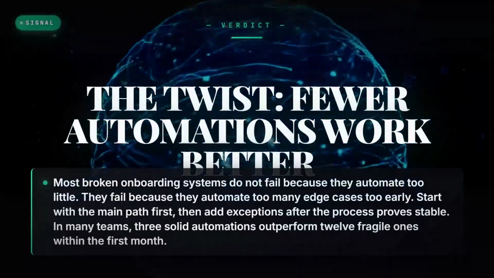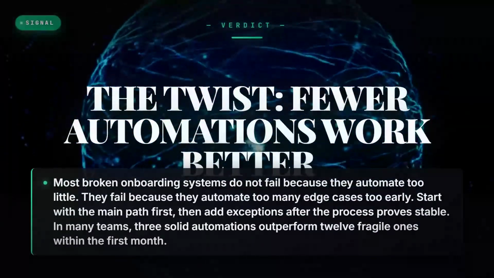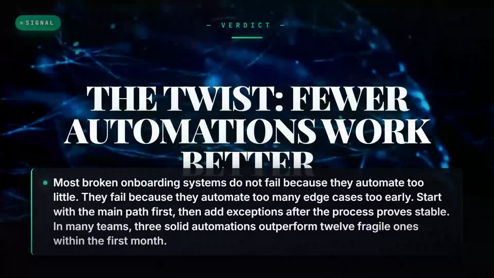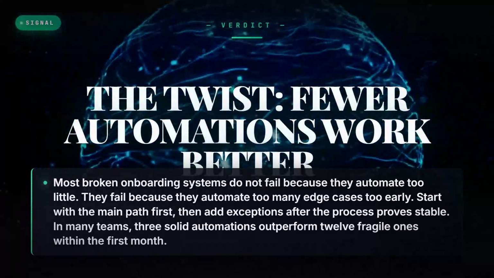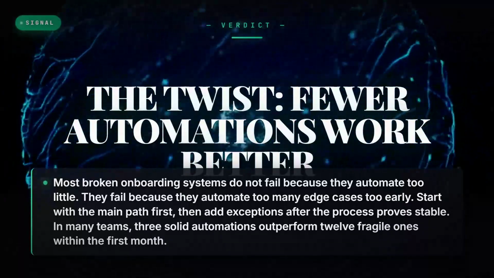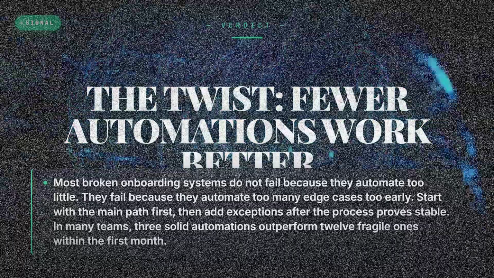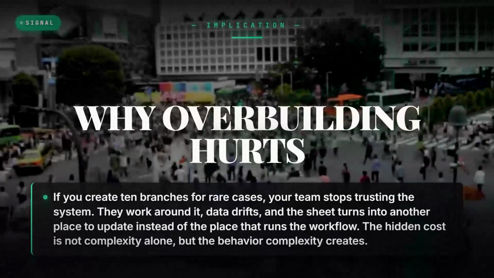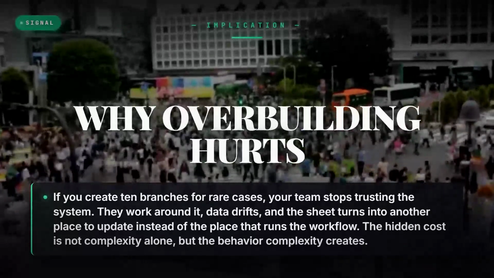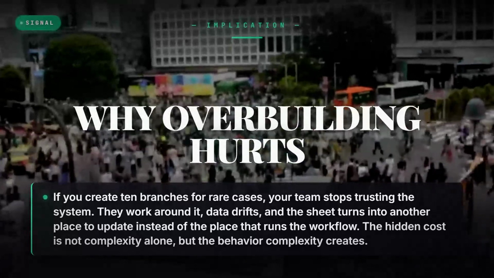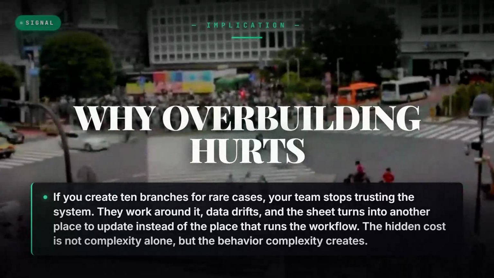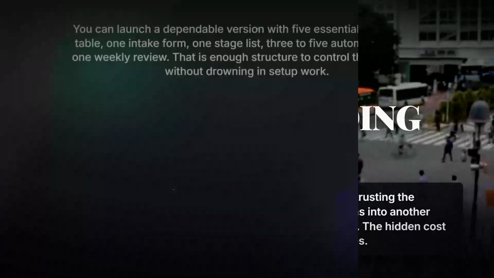Most broken onboarding systems do not fail because they automate too little. They fail because they automate too many edge cases too early. Start with the main path first, then add exceptions after the process proves stable. In many teams, 3 solid automations outperform 12 fragile ones within the first month. If you create 10 branches for rare cases, your team stops trusting the system. They work around it, data drifts, and the sheet turns into another place to update instead of the place that runs the workflow. The hidden cost is not complexity alone, but the behavior complexity creates.